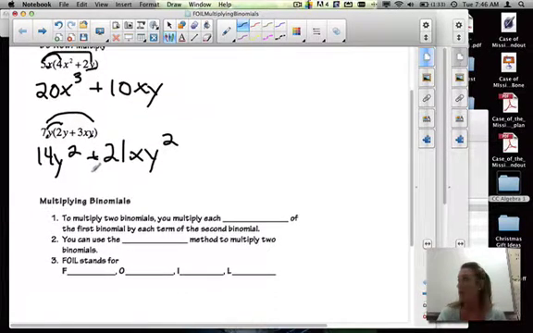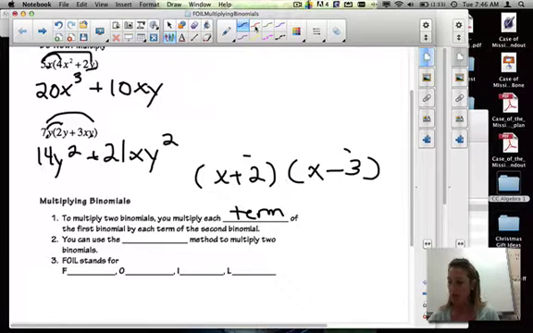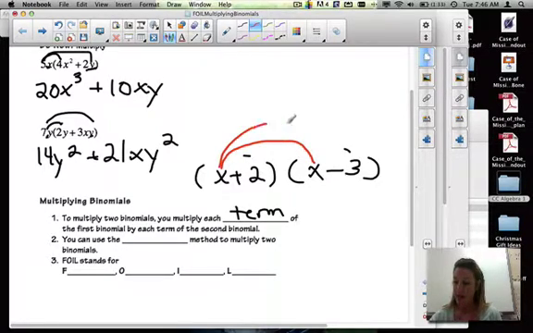All right, now multiplying binomials. To multiply two binomials, if you remember, binomials have two terms, so it would be like x plus 2. So when we're multiplying two binomials, you multiply each term of the first binomial by each term of the second binomial. So you take the first term in the first binomial and you multiply it by each term in the second binomial.